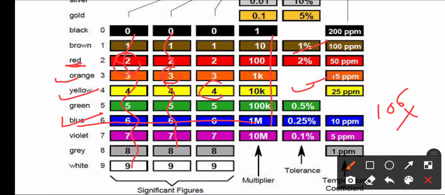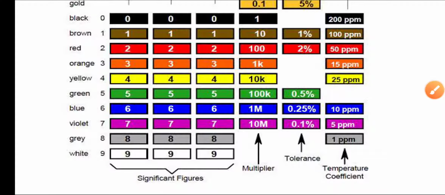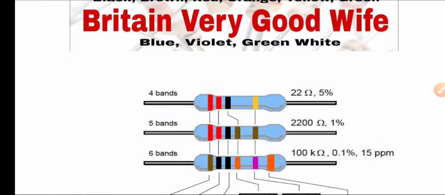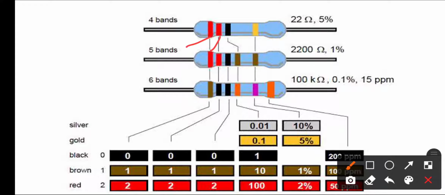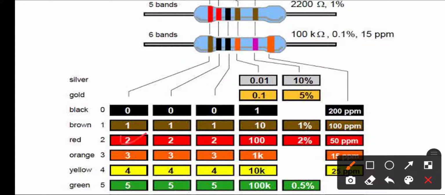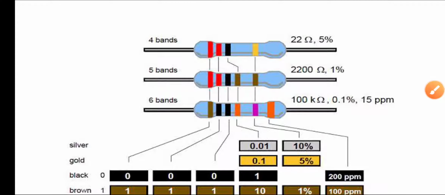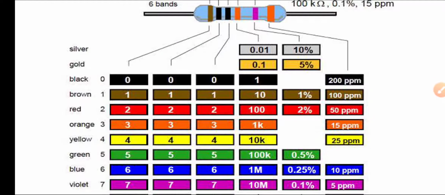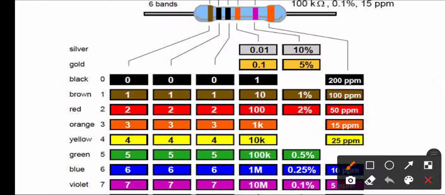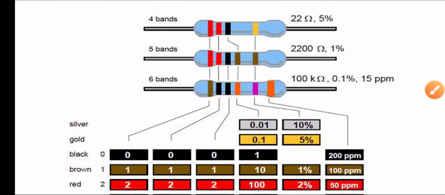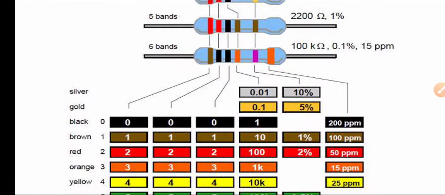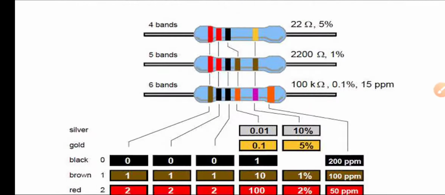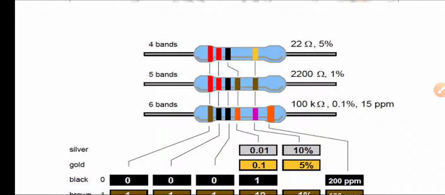Then we have the given tolerance, okay guys, and then after that the temperature coefficient. Just look here. Suppose here we have red for the first two bands. Red means first column 2, second column 2, means 22 ohm. And third is black. Black represents nothing, 0. And then after that we have yellow. Where is yellow? Yellow represents which tolerance?